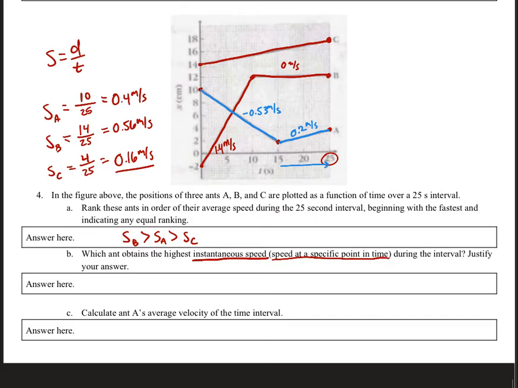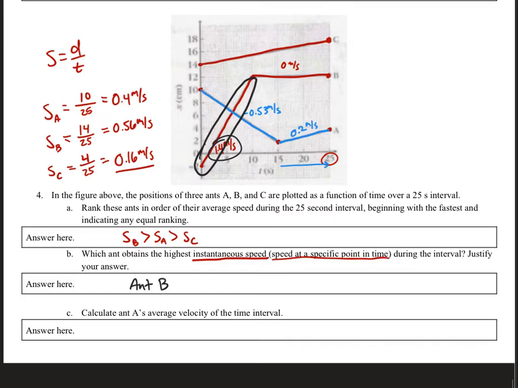So if I want to know which one was traveling the fastest at any point in time, I can clearly see that this was the fastest speed attained by any of them, and so my answer for this would be ant B. It had the highest instantaneous speed at any point in time. We're not looking at the whole interval, we're looking at specific sections, which one had the highest speed. I could also tell this without actually calculating the slopes at all. I could tell that by noticing that this line is the steepest line of them all. Steepness means speed, or steepness describes speed in a graph. So the steeper the line, the faster that object is going.